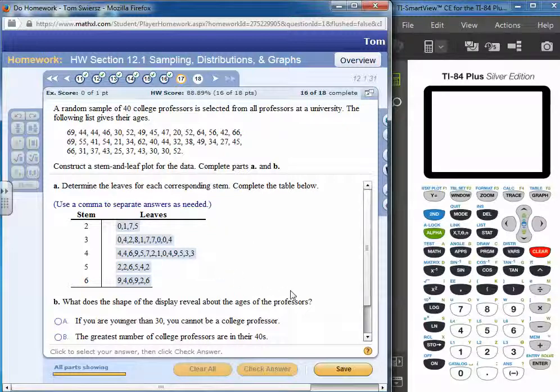What does the shape of the display reveal about the ages of the professors?